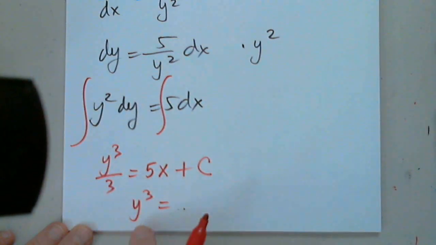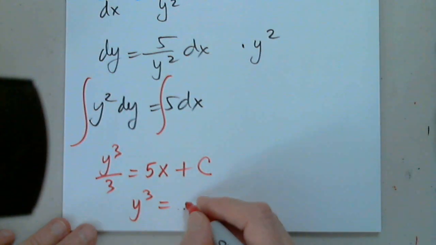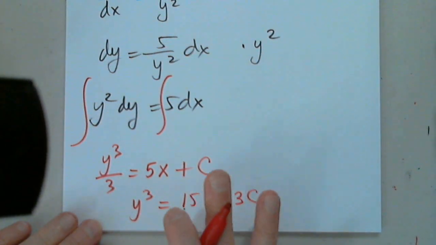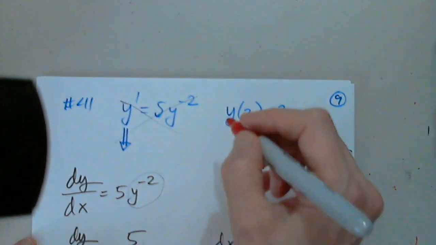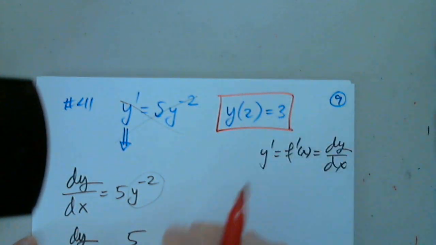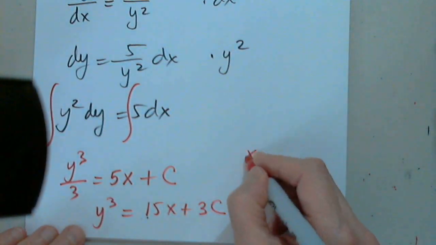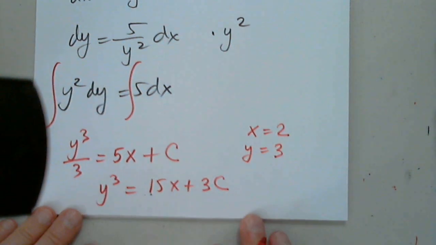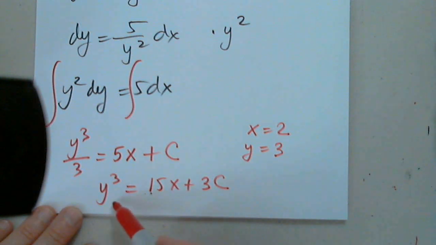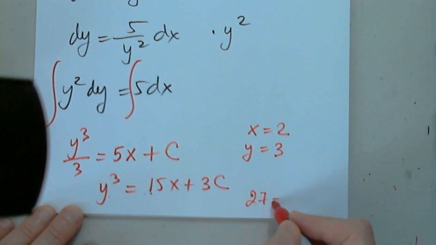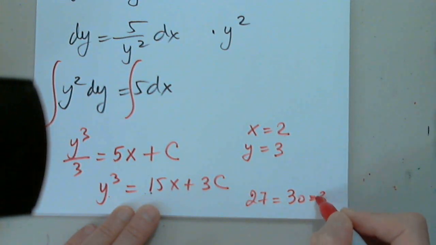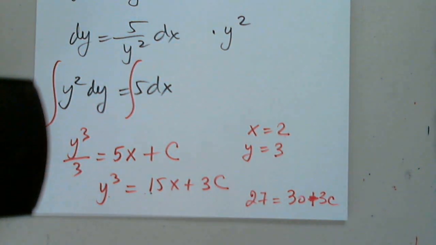What do I do to both sides to solve first for y cubed? Multiply by 3. Very good. Now I can stop and go back to the initial condition. I am told that when x is 2, y is 3. That's what I'm going to do. 27, 15 times 2 equals, plus 3c.